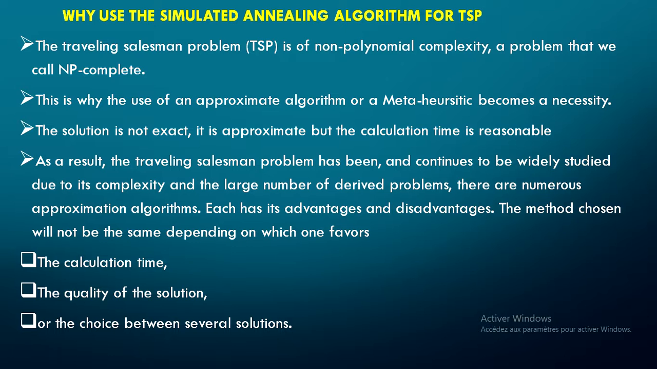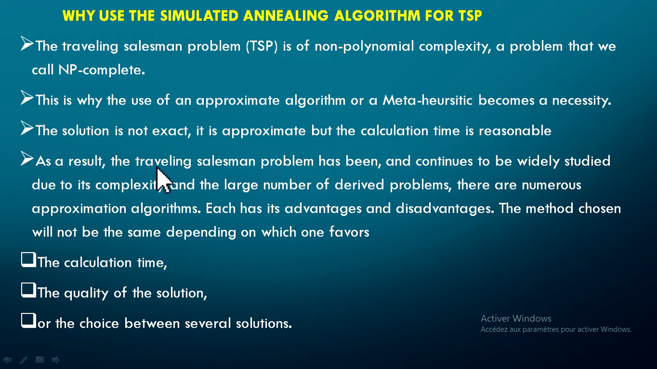The traveling salesman problem is of non-polynomial complexity, a problem that we call NP-complete. This is why the use of an approximate algorithm or a meta-heuristic becomes a necessity. The solution is not exact, it is approximate, but the calculation time is reasonable.